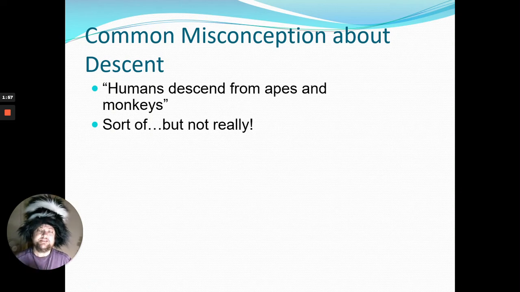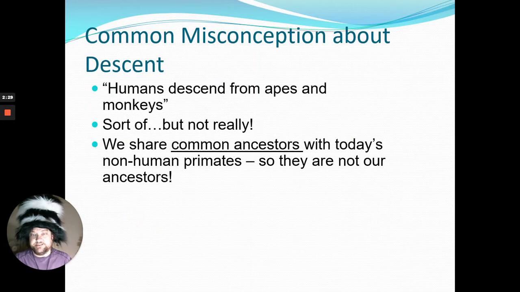So we have common ancestors with today's living primates, and depending on which primates, it's like what we talked about in the first set of slides. The further distantly related you are, the further back the common ancestry is. So it's like a big family tree, and we'll look at a few trees today to give you that visual. So it's not that we descend from some apes and monkeys, but from ones that are now extinct, and they're common ancestors of living species that exist today.